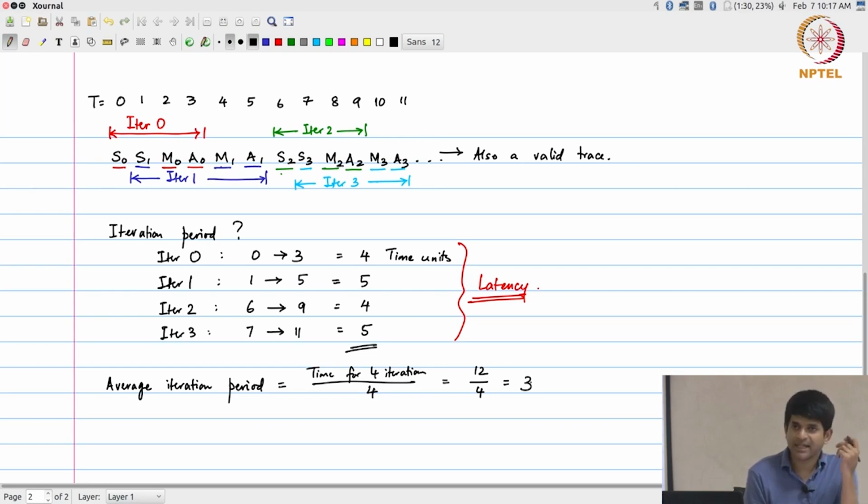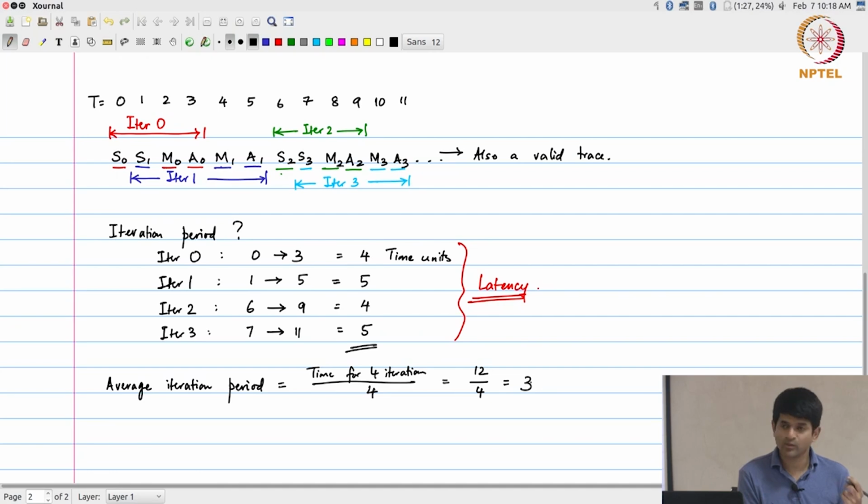But the reason I am saying time units here is because it need not be clock cycles. It could be some kind of an asynchronous system where each one has its own free running clock internally and takes a certain amount of time, or each of those could even be a combinational system where the time unit is actually nanoseconds. The same analysis holds in all cases. So, average iteration period works out to be 3 time units even though the latency can be higher than that.